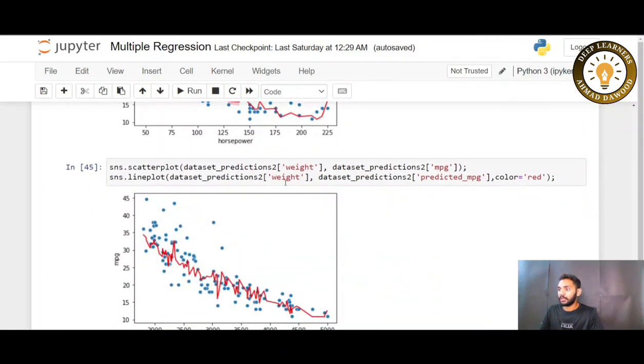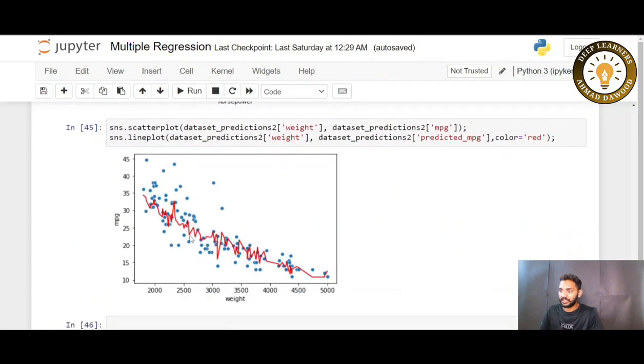If you want to see weight versus miles per gallon, you can see.